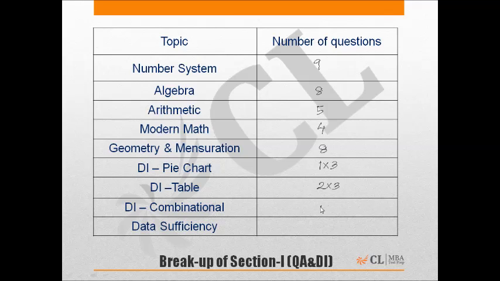The combination type had one with 4 sets, one set with 4 questions, and data sufficiency had a total of 3 questions. The paper was an average one, and as we can see, number system, algebra, and modern maths and geometry, all of these 3 were the dominant topics. So let's go ahead and look at the solutions of each and every question.